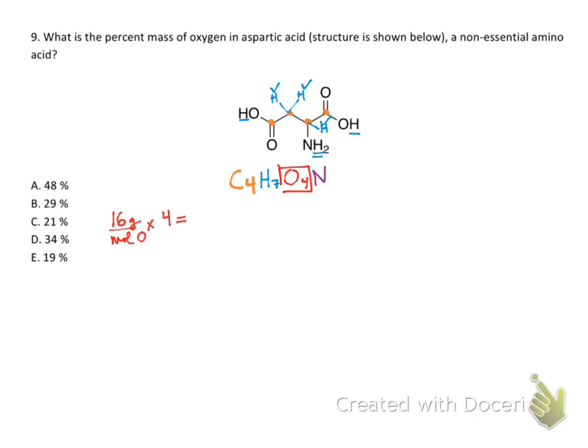So oxygen is 16 grams per mole, and there's 4 of them here. So that ends up giving us that there's 64 grams of oxygen for every mole of this molecule. Now we're going to do the same thing for all these other elements. Carbon is 12 grams per mole, and there's 4 of them. Hydrogen is 1 gram per mole, and there's 7 of them. Nitrogen is 14 grams per mole, and there's 1 of them. So we're going to add all these up and making sure that we're including the oxygen as well. We end up getting that aspartic acid is 133 grams per mole.